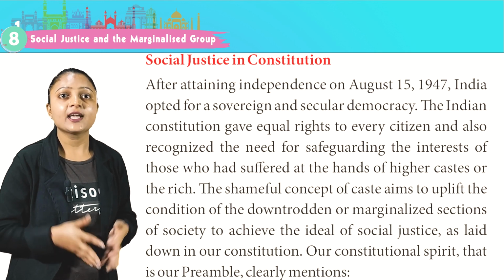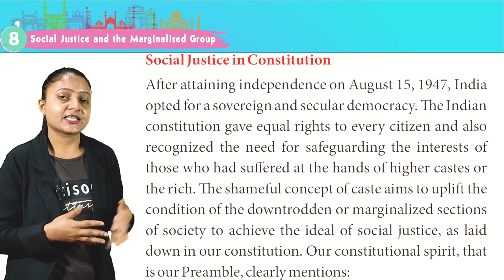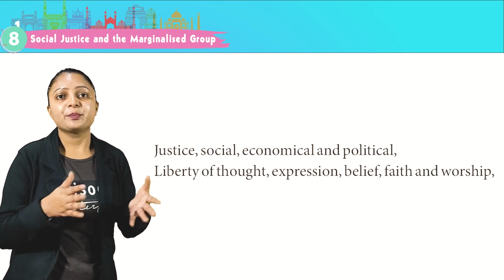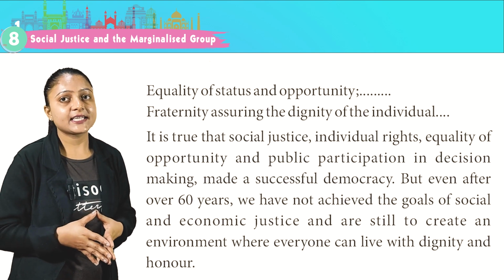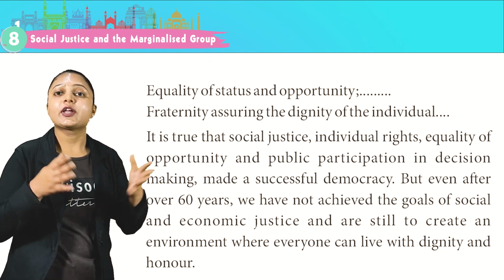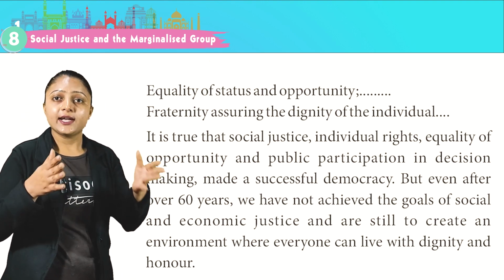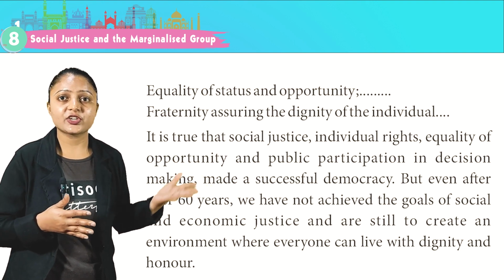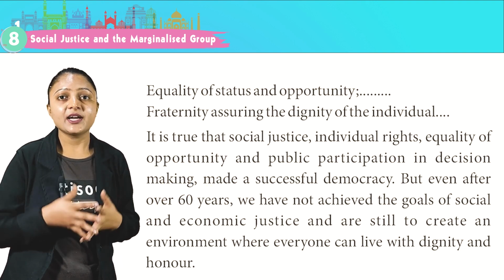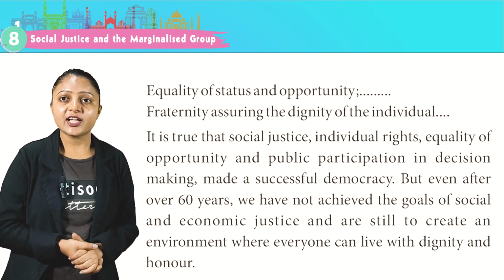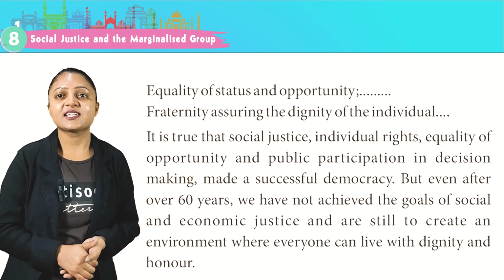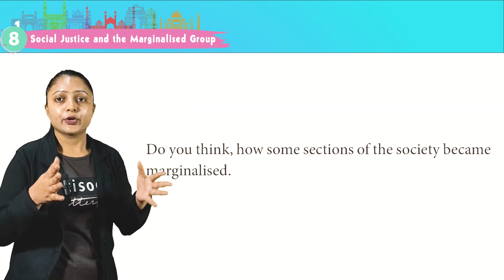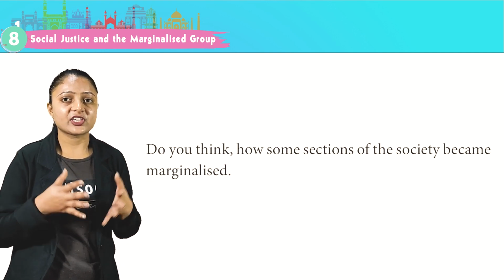Our constitutional spirit, that is our preamble, clearly mentions justice, social, economic and political, liberty of thought, expression, belief, faith and worship, equality of status and opportunity, fraternity assuring the dignity of the individual. It is true that social justice, individual rights, equality of opportunity and public participation in decision making make a successful democracy. But even after over 60 years, we have not achieved the goals of social and economic justice and are still to create an environment where everyone can live with dignity and honor. Do you think how some sections of the society became marginalized?